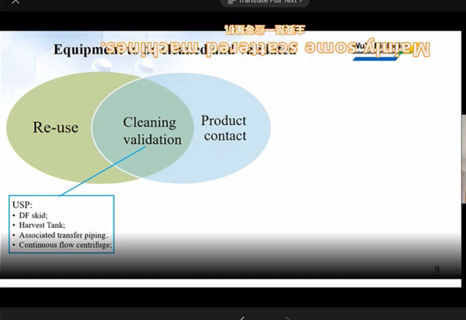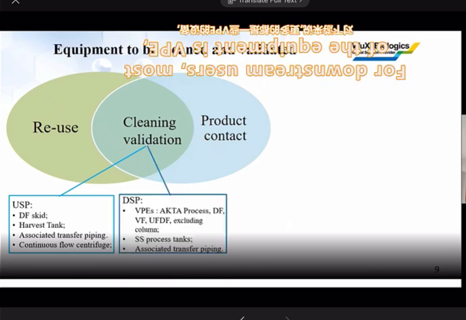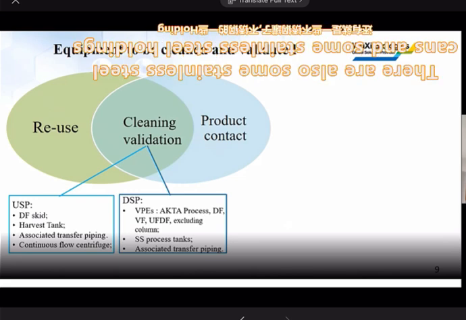There are also some that don't directly interact with the products. There's no need for cleaning verification either. I think this is easier to understand. Next, we give some examples. Mainly, regarding biological macromolecules, there are certain devices that perform cleaning verification.